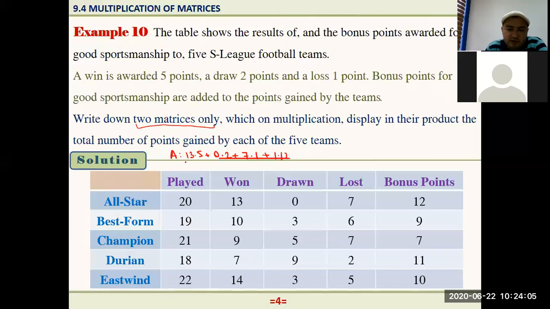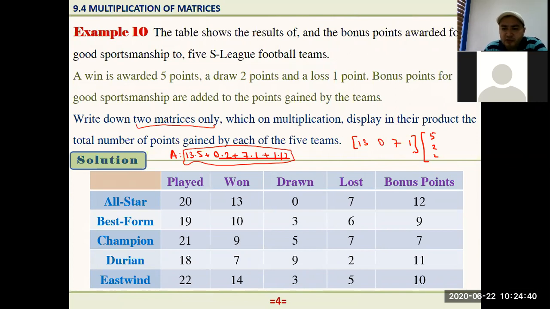To do this, you should understand how we are multiplying this. So how can I do this in matrix form? Only for the first team, I can write it in this form. First, 13 wins, drawn it is 0, lost it is 7, and for the bonus points I need to multiply by 1, so here we have 1. And in another matrix, for a win, how many points are awarded? 5. For a draw, the second one, 2 points. And for a loss, 1 point.